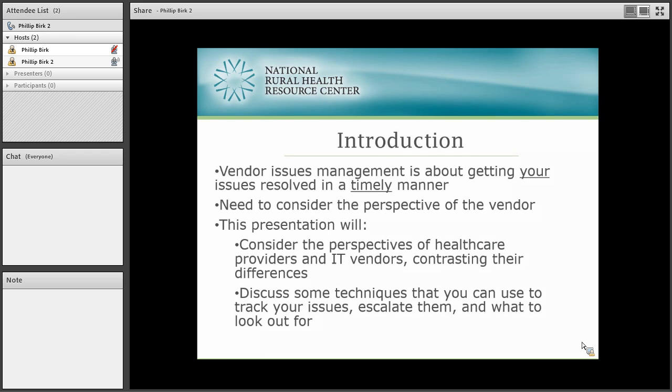Sometimes we have competing sets of values, some competing differences that can cause misunderstanding between the provider and the IT vendor. And we'll talk about some techniques you can use, not only to track your issues, but to get the issues that are most important to you resolved as quickly as possible. And don't forget that the point of this is that the vendor is your partner. The vendor is not an adversary. I'll stress this a few times, but you have to keep in mind that it is a partnership. You really do rely on each other.